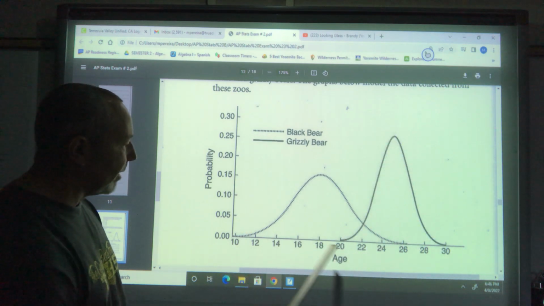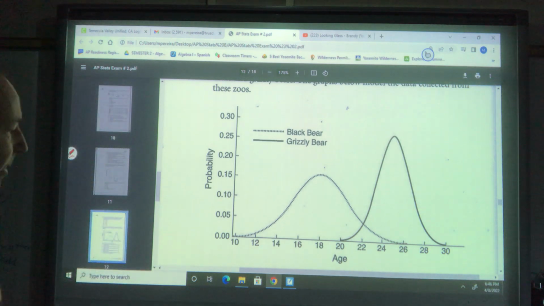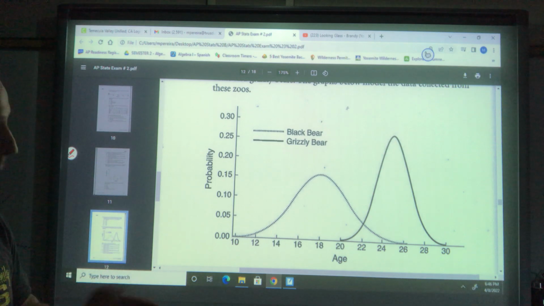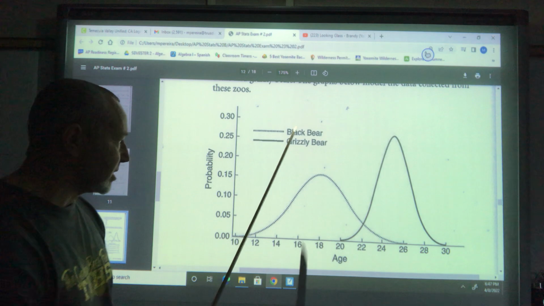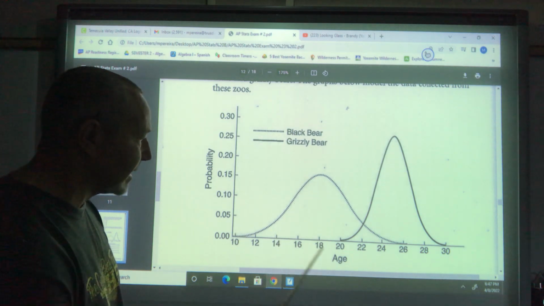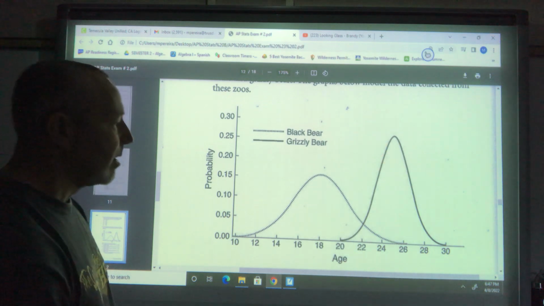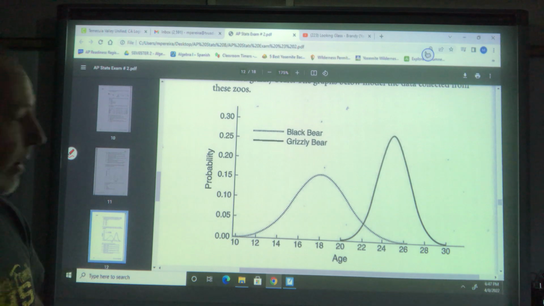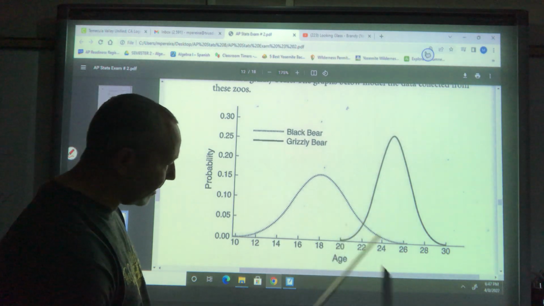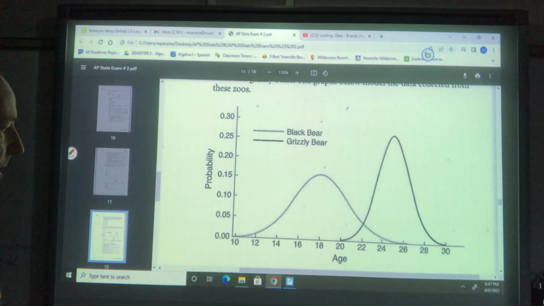We can see the black bears are more spread out than the grizzly bears, so the black bears would have a higher standard deviation, and any measure of spread or range would be higher than for the grizzlies. The average age of death for the black bear looks to be around 18, while the grizzly looks to be 25 or 26. So the grizzlies, on the whole, live longer. Not all grizzlies, because some grizzlies die early and some black bears live longer than they do, up to 26. So that's what's happening.